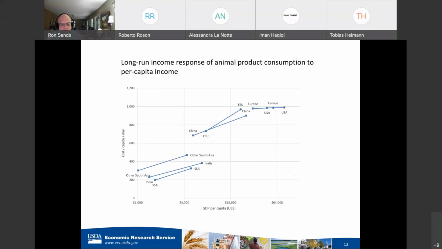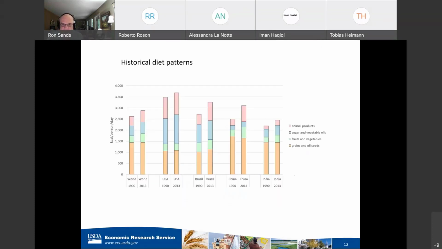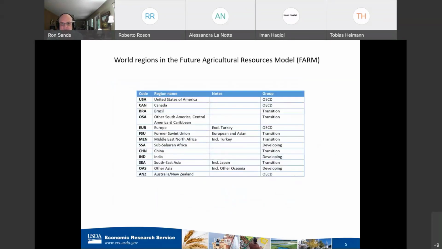Okay, so here's some of the data that I use that show you a little bit of the change in consumption of animal products and how that differs over time. So this is actually from projections to 2050 of animal product consumption by different regions. So you see kind of a clustering here according to the regional definition I have here.